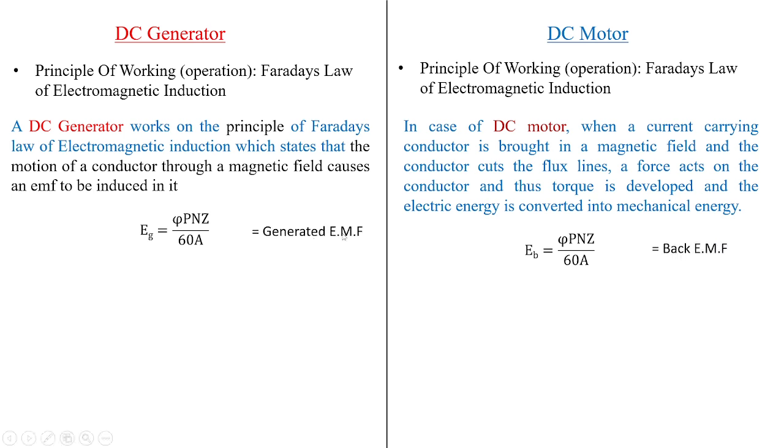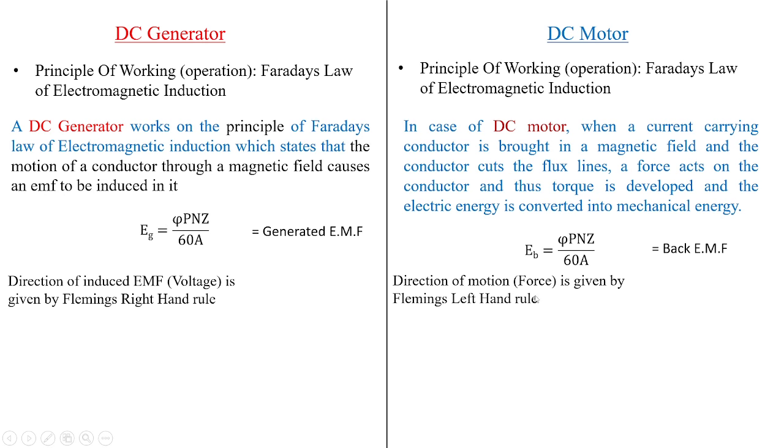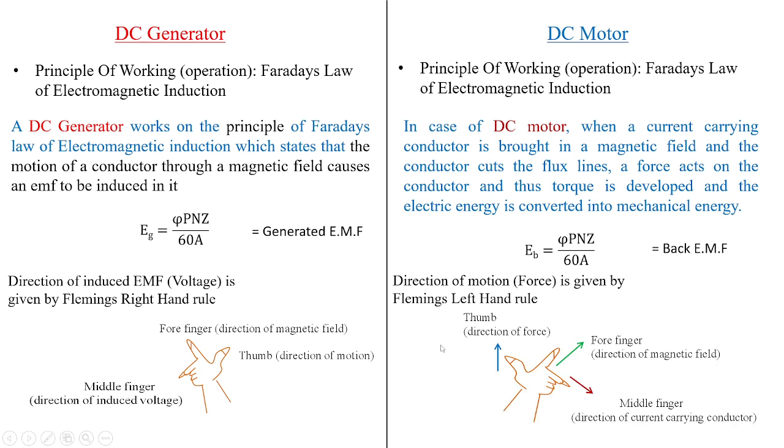Then the generated EMF, it is called so in the case of a generator, and back EMF it is called in the case of a motor. And the direction of induced voltage is given by Fleming's right hand rule, and the direction of motion is given by Fleming's left hand rule. So you should know the basic difference between Fleming's right hand rule and Fleming's left hand rule by looking into this diagram like this.